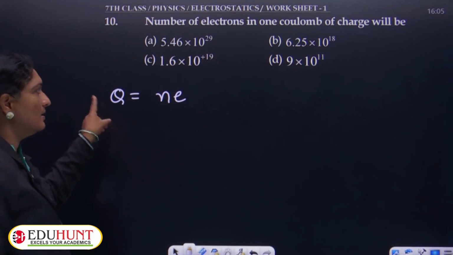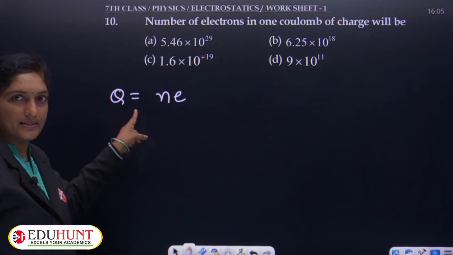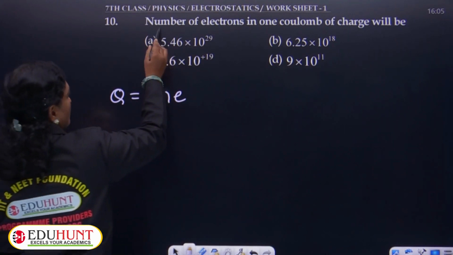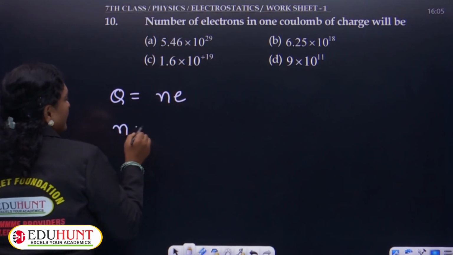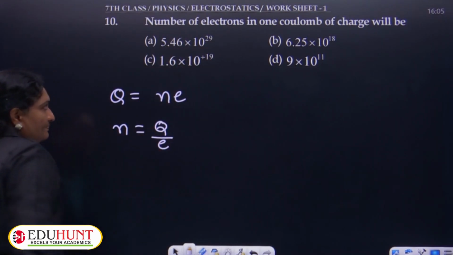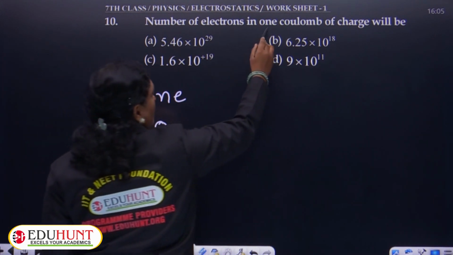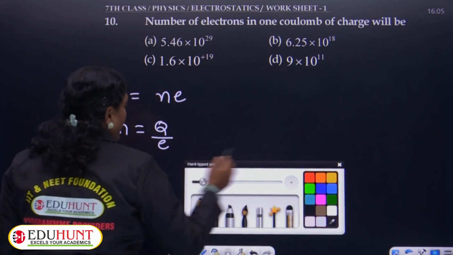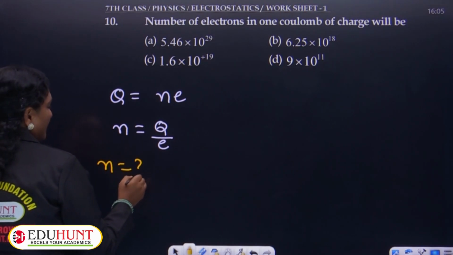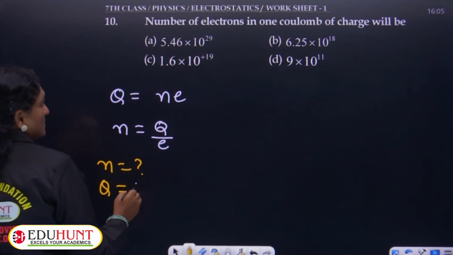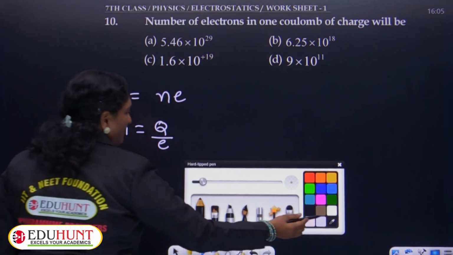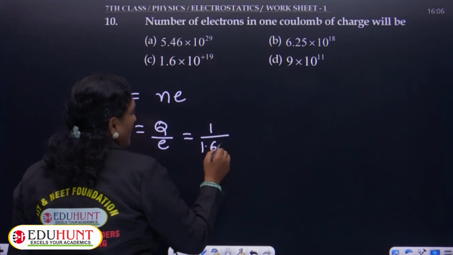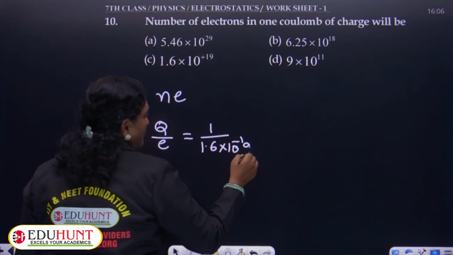Where Q is the quantity of charge that is present, N is the number of electrons, and e is the charge of each electron. So, as you are asked to find the number of electrons, the value of N can be given as Q upon e. The value of Q is given as 1 coulomb. Substituting in the above equation, we have Q replaced with 1 coulomb and the charge of an electron is 1.6 into 10 power minus 19 coulombs.